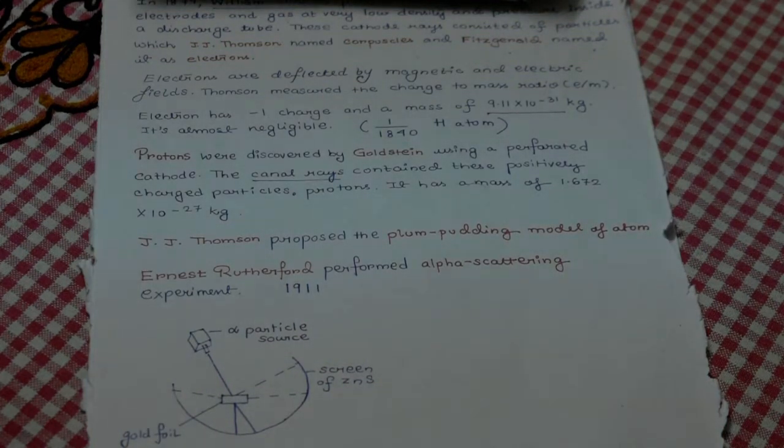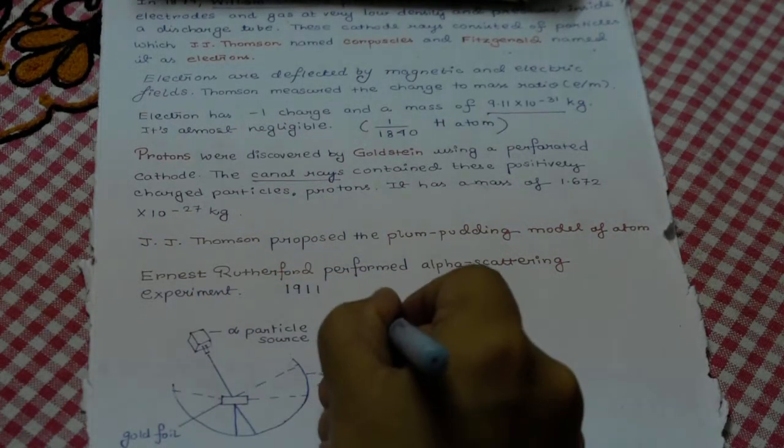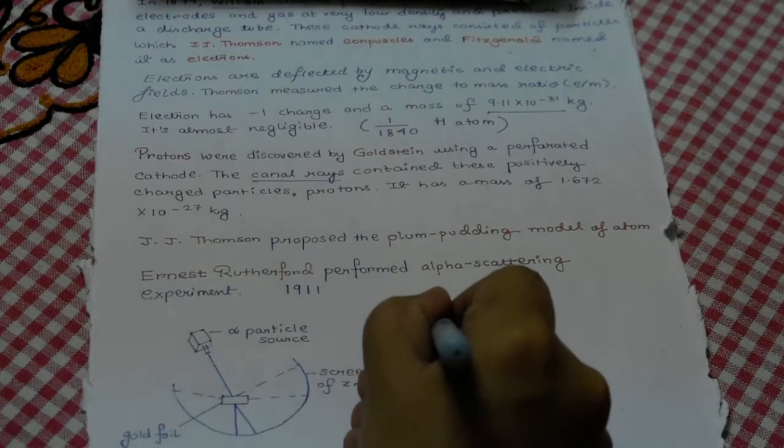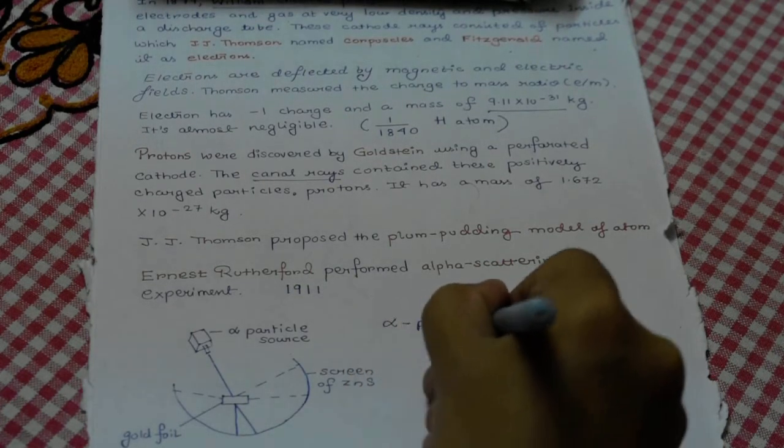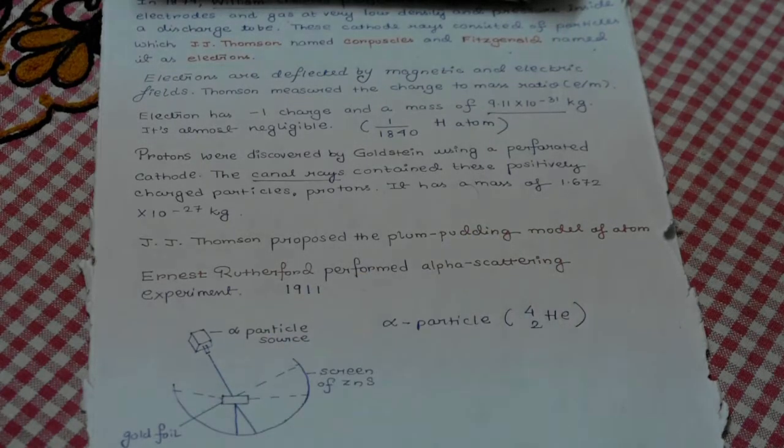What he did was, he made alpha particles from an alpha particle source. By the way, alpha particles are actually helium nuclei. Helium as an atom contains 2 protons and 2 neutrons, and then there are 2 electrons moving around the nucleus. If you remove these 2 electrons, what remains is the nucleus. This nucleus of helium is an alpha particle.